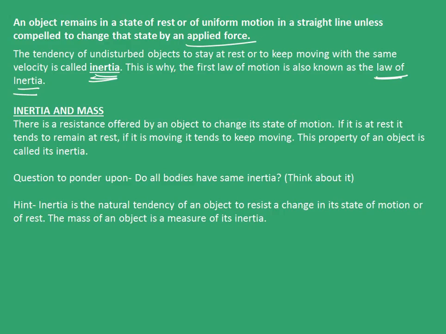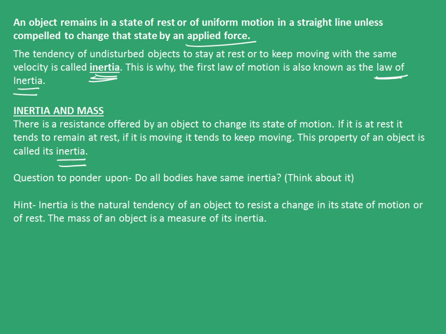There is a resistance offered by an object to change its state of motion. If the object is at rest, it tends to remain at rest. Now, if the object is moving, it tends to keep moving. This property of an object is called inertia.